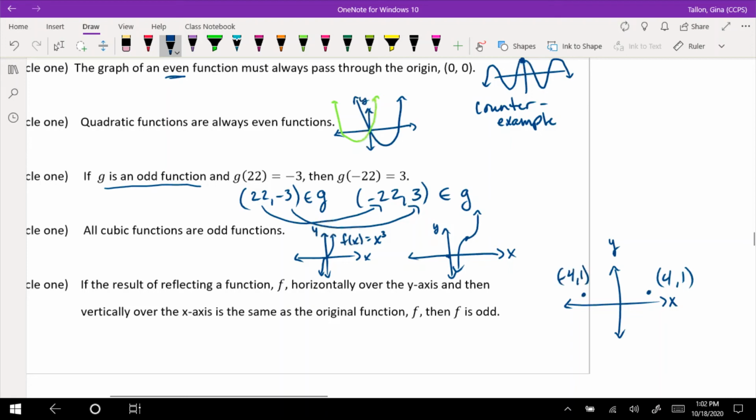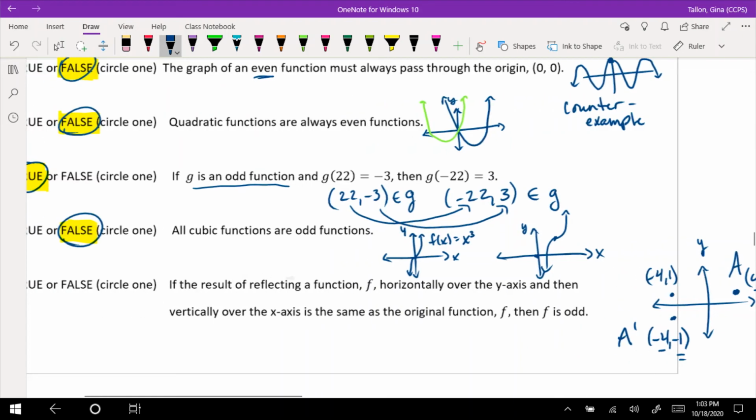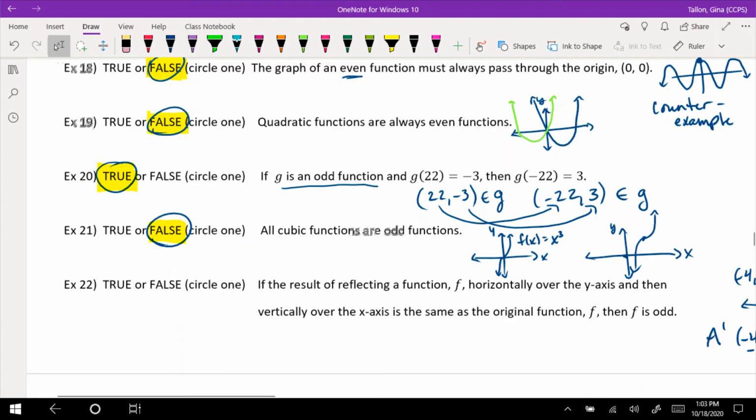And this is going to be true for all points, it says, right? If the result of reflecting the entire function f horizontally over the y-axis and then vertically over the x-axis, this would give me (-4, -1). And that makes an odd function. That would make (4, 1) point A, and then down here would be the image. So look what happens. You negate the x and you negate the y. So that is absolutely true. A double reflection, or a reflection over each of the axes combined, does indeed give you an odd function. That is a true statement.